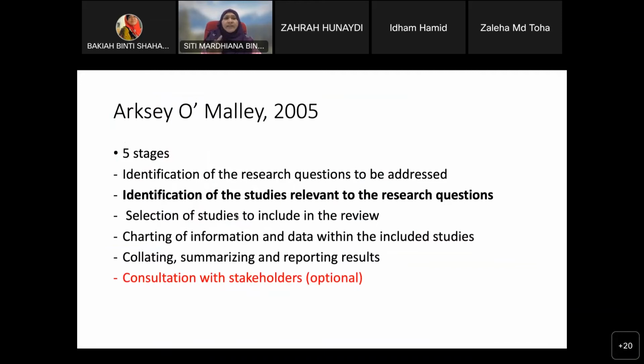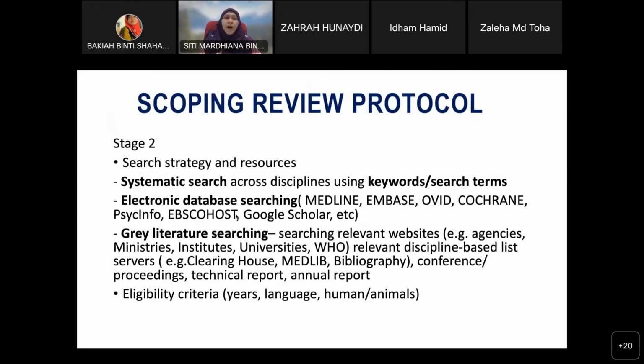And then looking at the five stages, stage two is the identification of studies relevant to the research questions. Stage two involves that you need to have a proper search strategy and resources, or types of database that you want to look at. You need to have a systematic search on how you are going to use the keywords or search terms that you will type in the electronic database you choose. For example, popular electronic databases are Medline, Embase, Ovid, Cochrane, EBSCOhost, Google Scholar, Science Direct, and PubMed. All of these you can use as your database to search for the studies related to your topic of interest using the specific keywords or search terms.